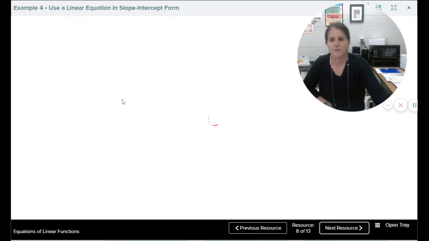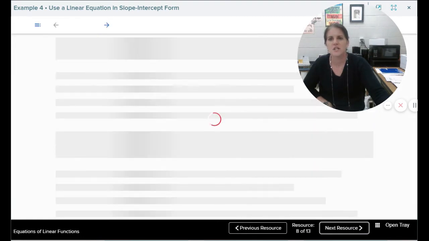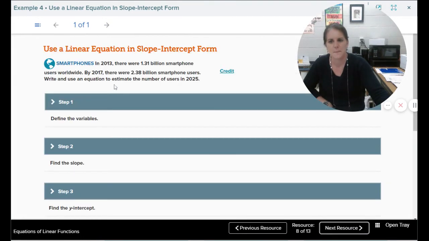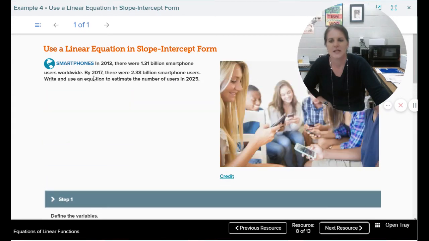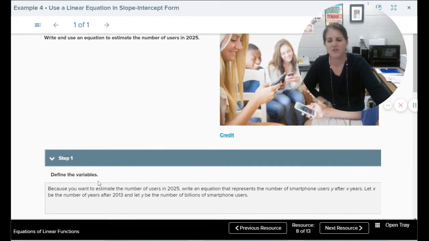All right, moving along. Number 4, using a linear equation in slope-intercept form. Smartphones. In 2013, there was 1.3 billion smartphone users worldwide. Ooh, it's a lot. By 2017, there were 2.3 billion smartphone users. Write and use an equation to estimate the number of users in 2025. So what we need to look at is how many years passed and how many billions that it increased by. So step 1, we need to define our variables.